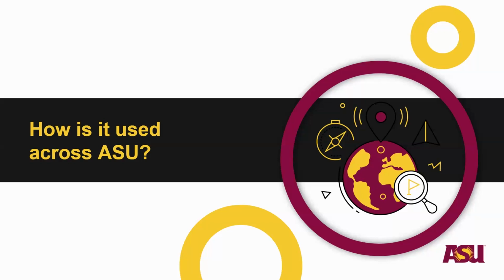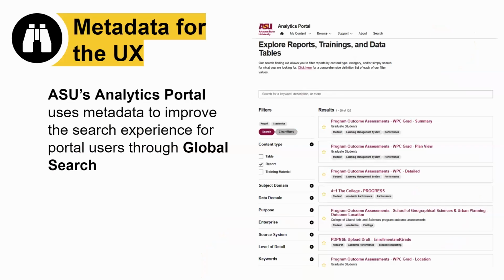All right, so now we have a good understanding of what metadata is. Now the question is, how is it being leveraged across the university? So one of the main ways that ASU is leveraging metadata is for the user experience, specifically in the context of the analytics portal. And if you're not familiar with the analytics portal, it is a one-stop shop for all data at ASU. It hosts reports, dashboards, trainings, data dictionary, all of that fun stuff.